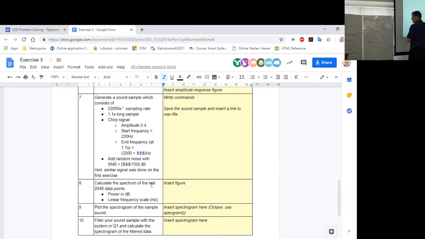Okay, meaning taking the data and basically, taking the last data points, not the first ones. And calculate the power in decibels in linear frequency scale. Okay. And then spectrogram, which is thus calling a function. Simple.